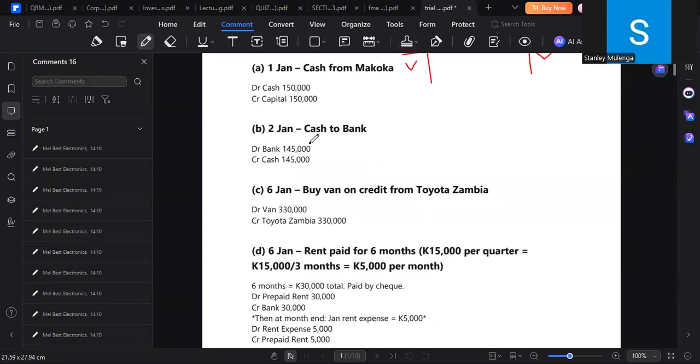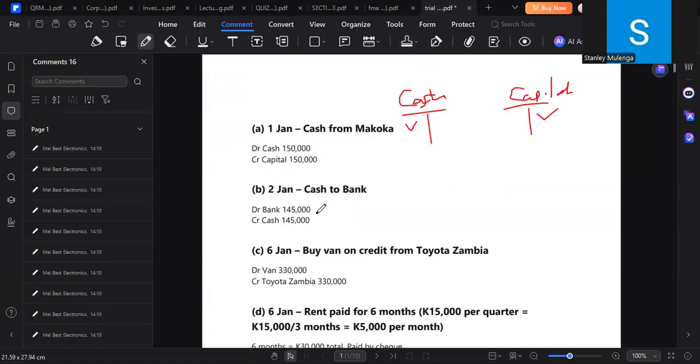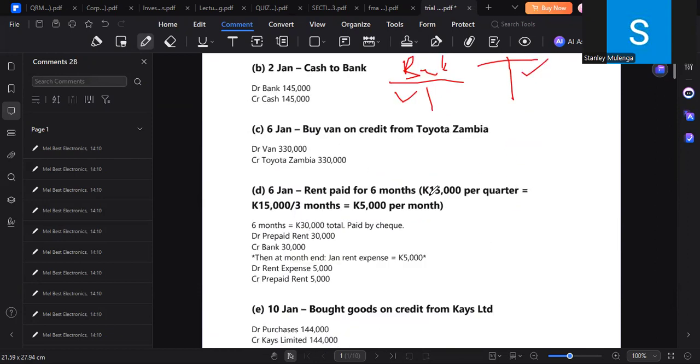And the second transaction was we deposited cash into bank. So we debited the bank, the bank was receiving. Since the asset was increasing, we credited the cash since cash was giving out. Then we bought a van from Toyota Zambia. So Toyota Zambia is our creditor, and creditors have a credit balance. So Toyota Zambia, we credited. And we also went to van, since we're receiving, it's an asset, we debited.